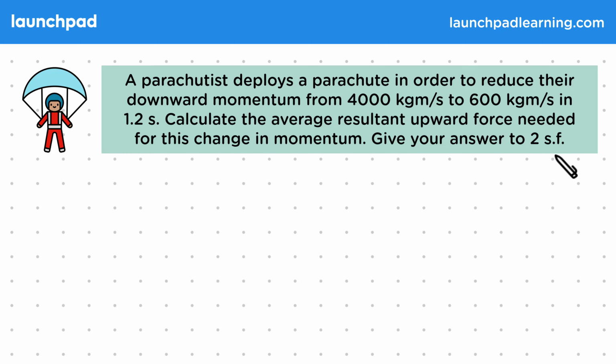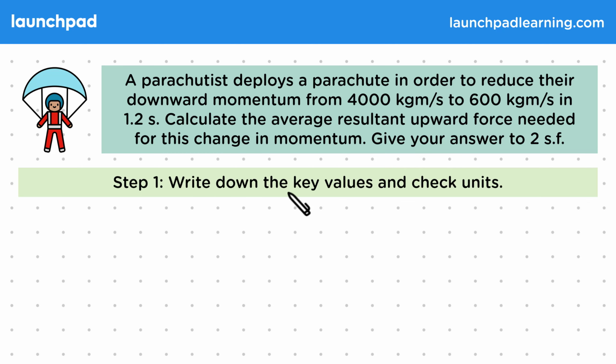So here the drag wouldn't be constant, which is why we're asked to find an average force. We can do this just like finding an average acceleration by using the overall change in momentum. So for step 1, write down the key values and check the units. Some exam questions will give you the change in momentum directly, but here we need to find it ourselves.